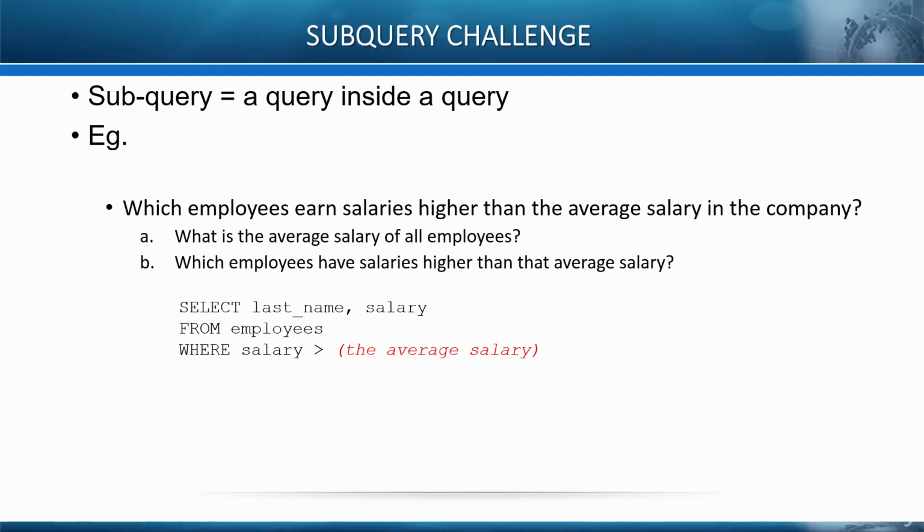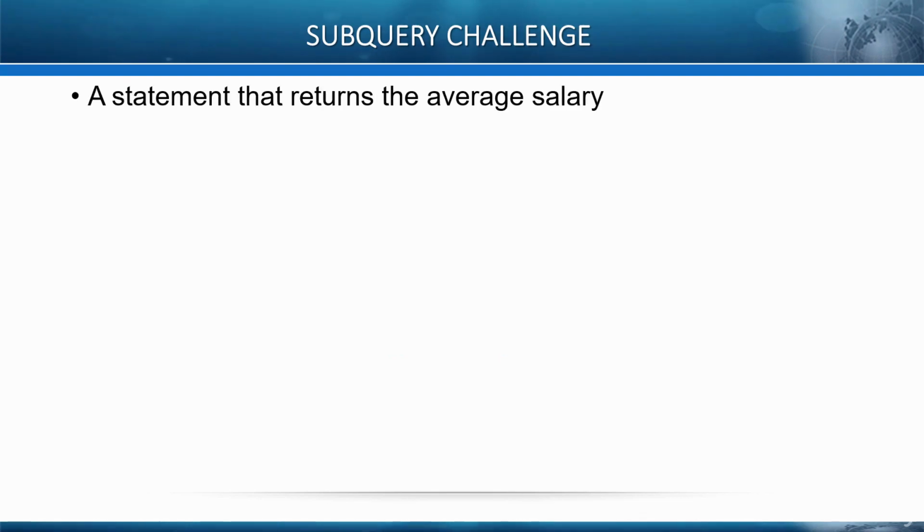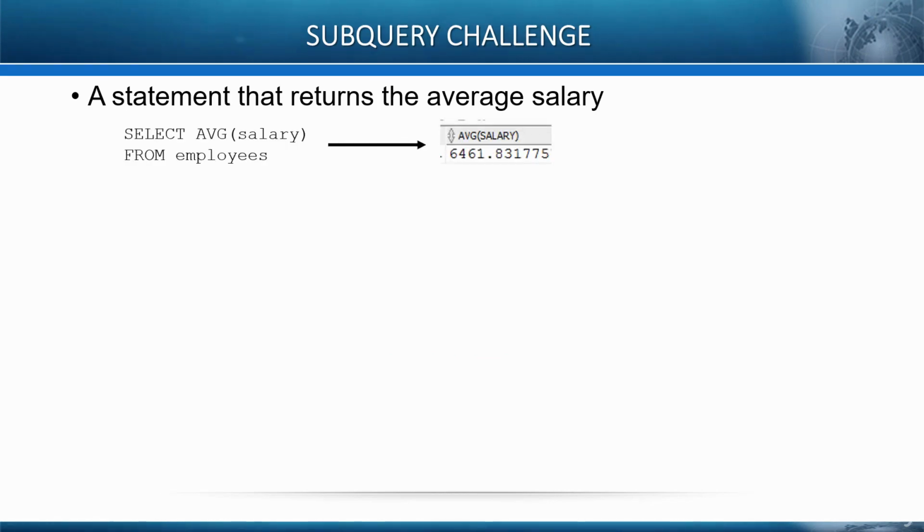The first section of this query is perfectly straightforward. It just says select the last name and salary from the employees table. But the where clause gives us the reason to calculate an average salary because we need a value to compare each individual salary to. So we need to write a statement that returns the average salary, which would simply be select average salary from employees. And that gives us a value, in this case 6461.83.